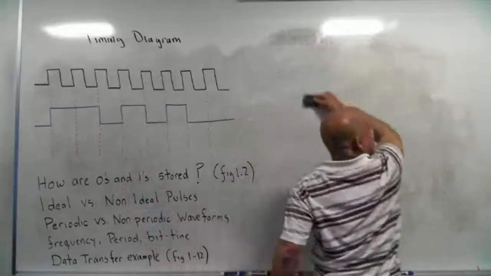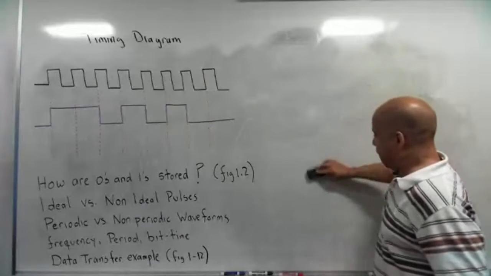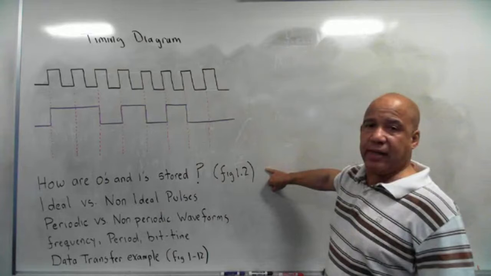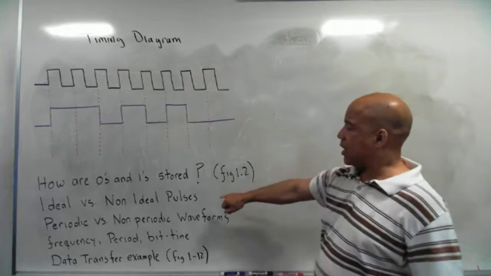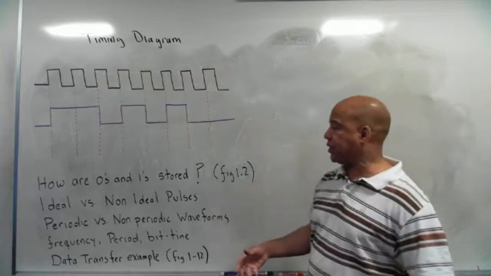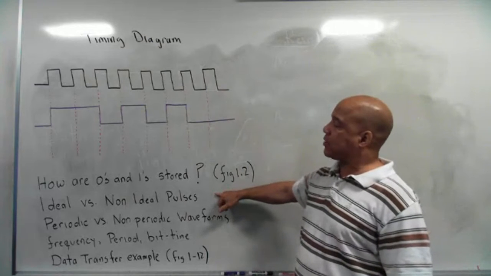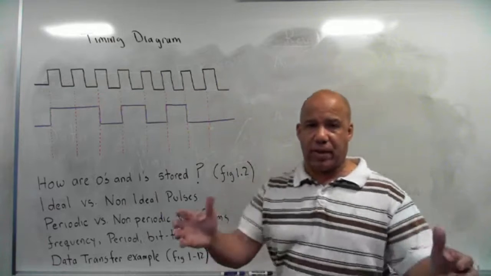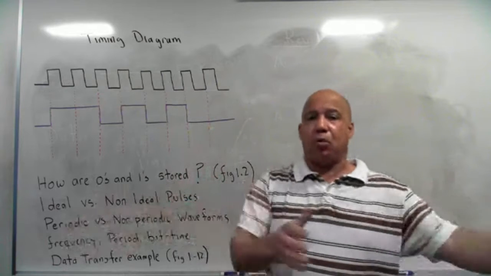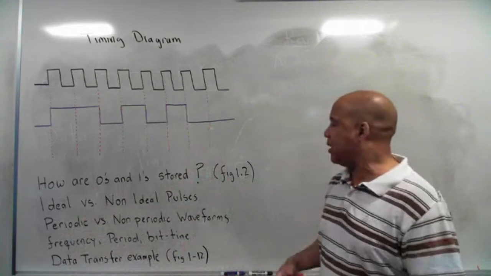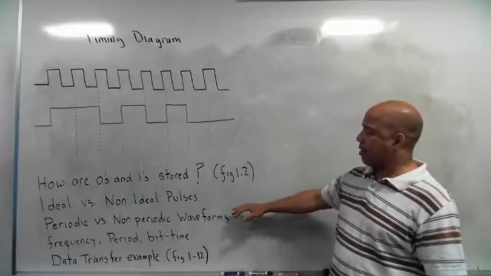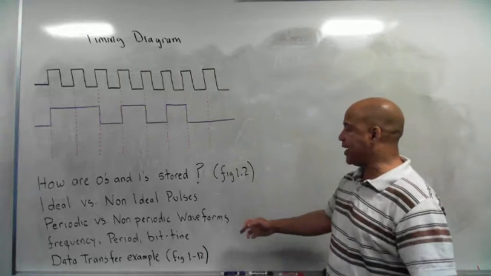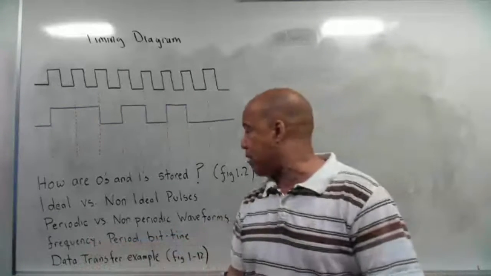I'm going to attempt to answer in the about 50 minutes I have left: how are zeros and ones stored in a digital device? I'm going to talk about digital pulses, and we'll talk about two types of pulses, ideal pulses and non-ideal pulses. Pulses are important because once we store the information, then we want to move the information around, and we do that using digital pulses. And then we'll talk about digital waveforms. There's two types, periodic versus non-periodic waveforms.